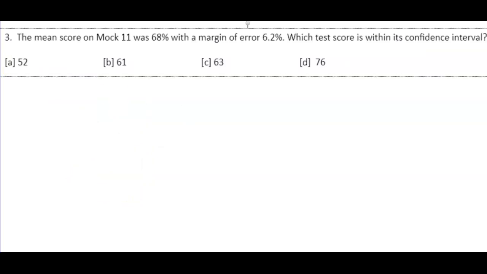The mean score on Mock 11 was 68% with a margin of error of 6.2%. Which test score is within its confidence interval? Confidence interval is just another way of asking what is that range of possible values and which of these scores falls within that range. Whenever you're given the margin of error, remember you're going to add and subtract that from your population mean. In this case, our mean was 68%. We want to add and subtract that margin of error of 6.2% to figure out our range.